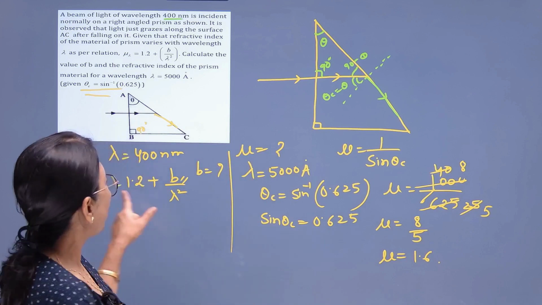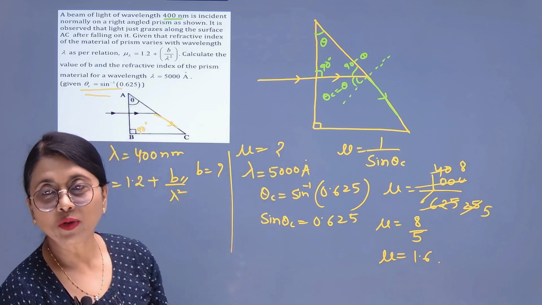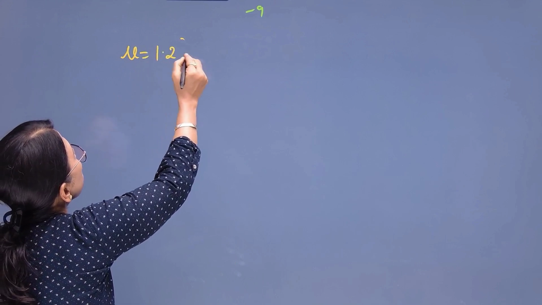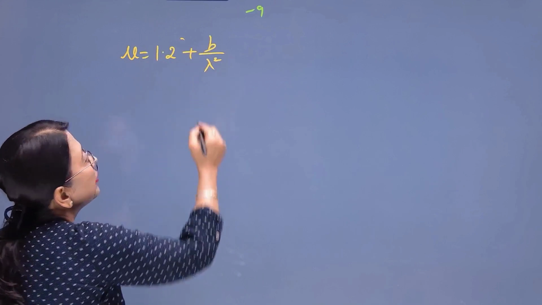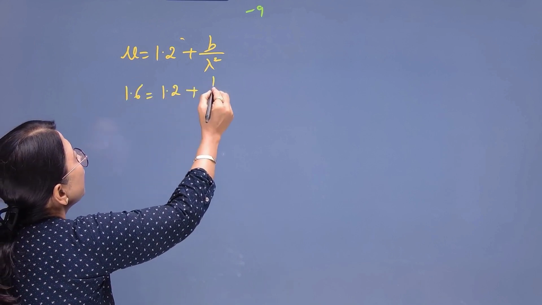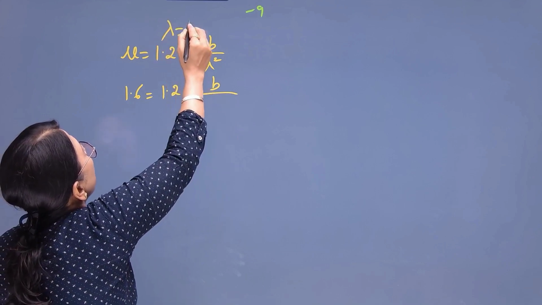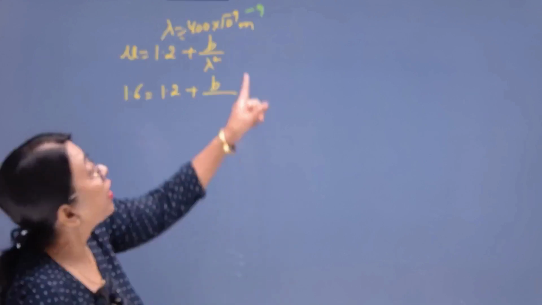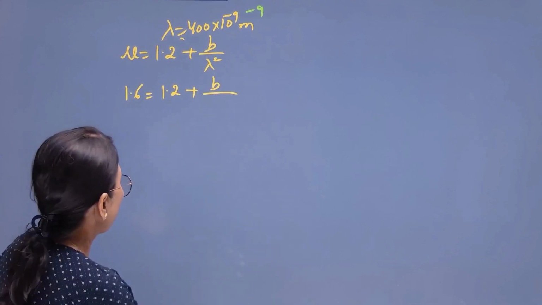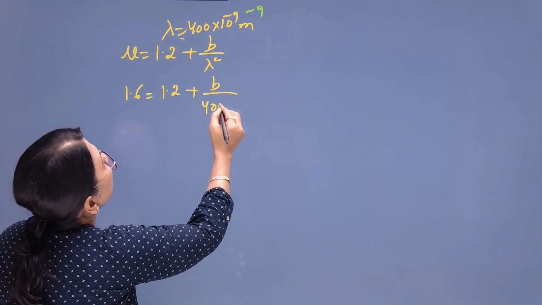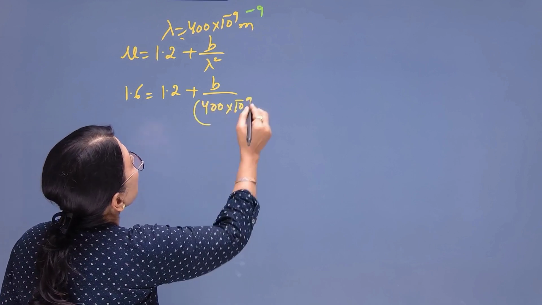जब mu की वैल्यू मिल गई तो we are going to put it here in this expression and we are going to get the value of b. और हमें b की वैल्यू मिल जाएगी. So we are again going to write the expression mu is equal to 1.2 plus b by lambda square. Mu we have got it as 1.6. This is 1.2. b we have to find out. And lambda was how much? 400 nanometer, 10 to the power minus 9 meter. This we are going to put it here. यहाँ पे इसको put कर देंगे. So if we put this value, this will come out as 400 into 10 to the power minus 9 whole square.